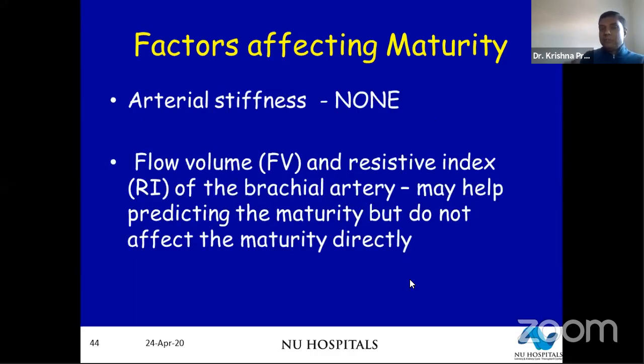Arterial stiffness has been measured. That too has no outcomes. What definitely can tell you whether the fistula may mature is flow volume and resistive index, which I told you about, which I measure in every patient. It may be able to predict maturity, but will not affect maturity directly.